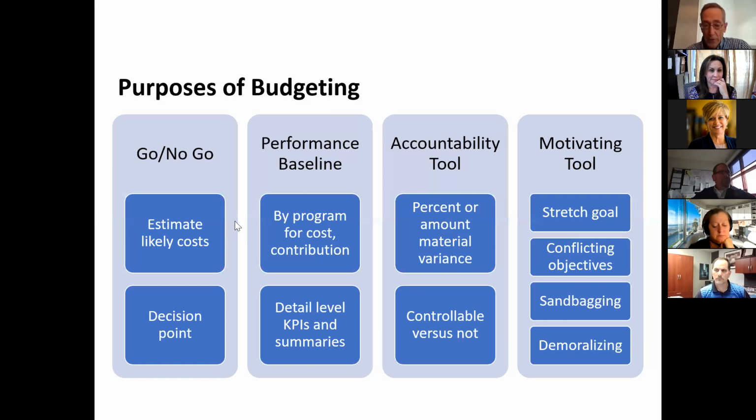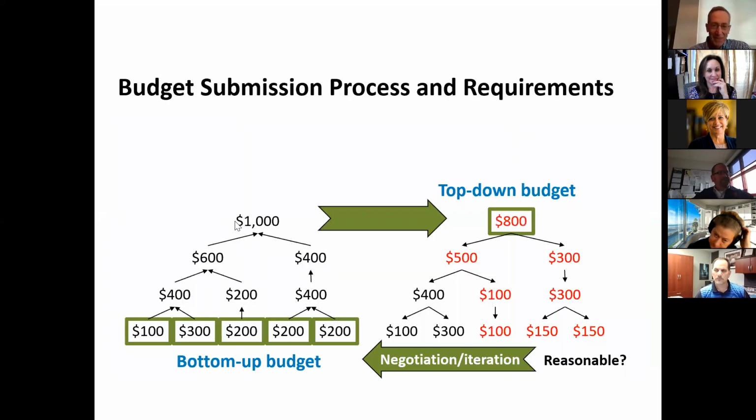And on the other side of that, demoralizing can be if a stretch goal is too stretchy and not obtainable, that can be demoralizing. So this is a concept of showing bottom-up versus top-down budgeting. And as I implied earlier, the process for budgeting needs to take into account what the facility manager can control directly versus elements that are outside of their control.